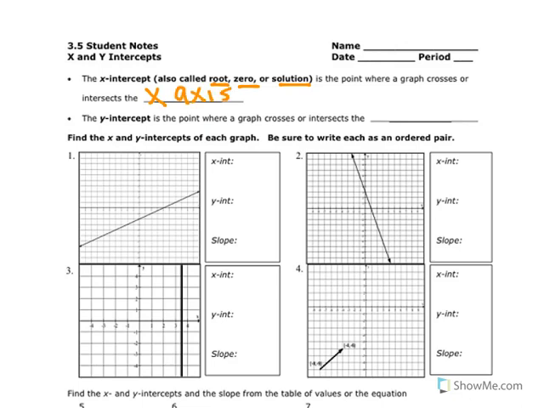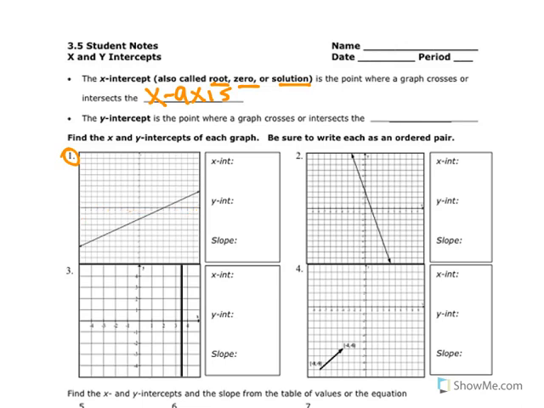So just looking below here, on number 1, here is the x-axis right here, and we see this graph of a line here on the graph. If we were to follow the x-axis along here, we can see that the line crosses the x-axis right there, and that would be the x-intercept.